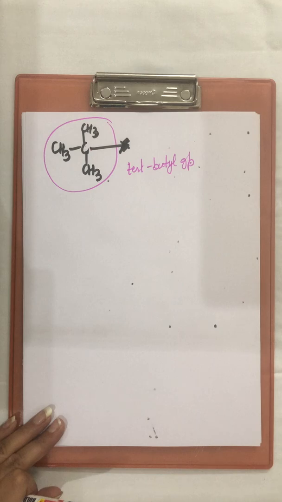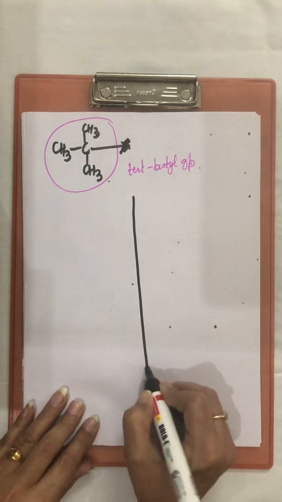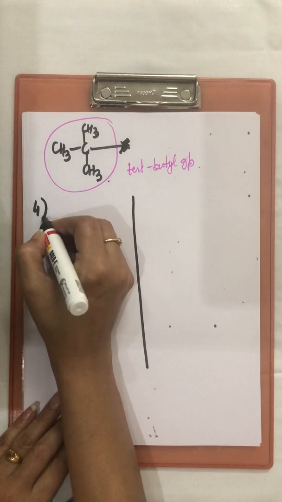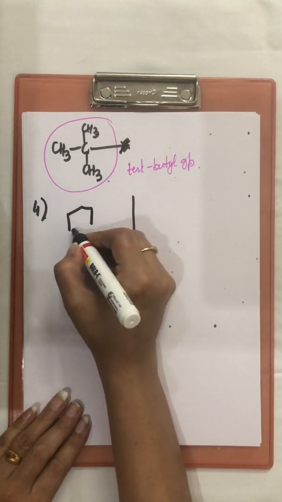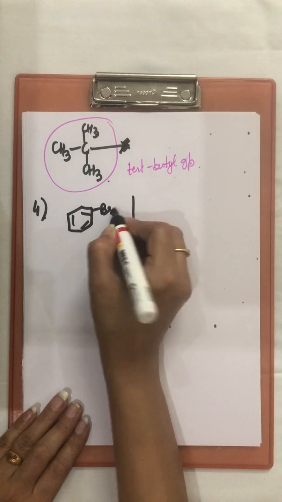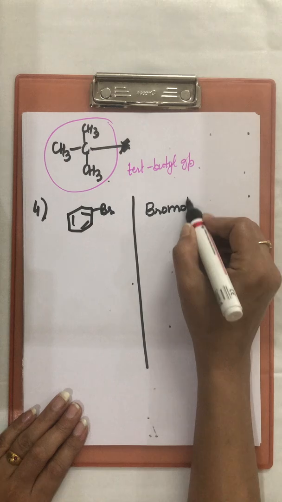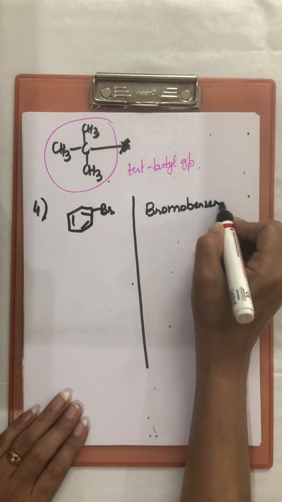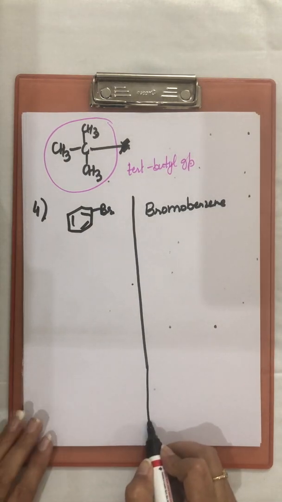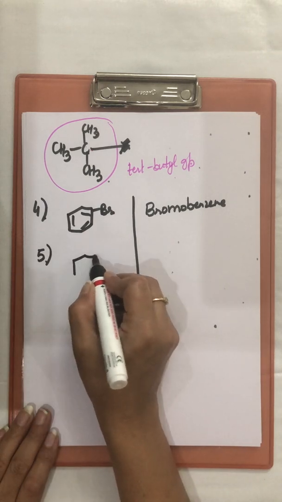So moving on to the next example, 3 examples we have covered for nomenclature. 4th example. If we have this compound, we know this is known as bromobenzene. Bromobenzene, its common name as well as its IUPAC name. It's used in both.